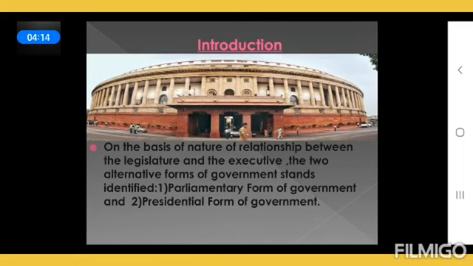Both have been working successfully in different states, such as the parliamentary form of government in India and the UK, and the presidential form of government in the USA. I hope it's clear.